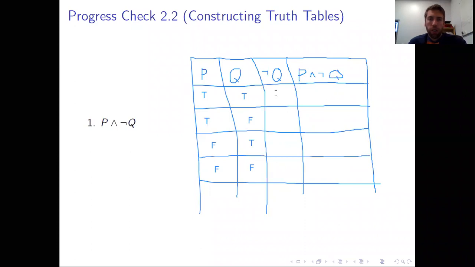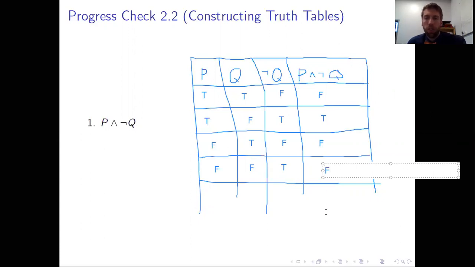In here, not Q is just the opposite of Q, so that makes that false, and then true, and then false, and then true. For P and not Q, when one of them is false, it's false. Where they're both true, that makes it true. Here, they're both false, so that makes it false. And here, one of them is false, so that's false. So that's how you do the truth table for P and not Q.